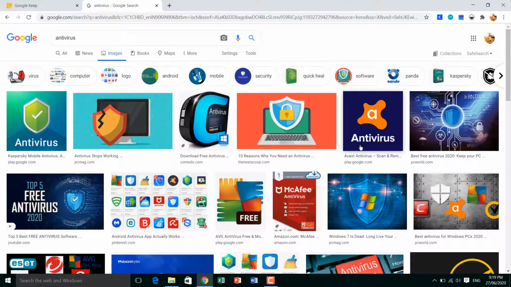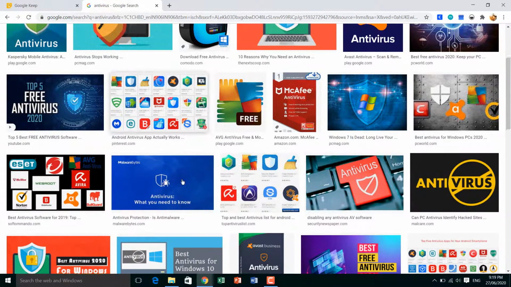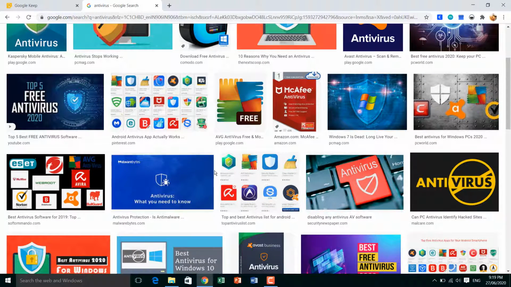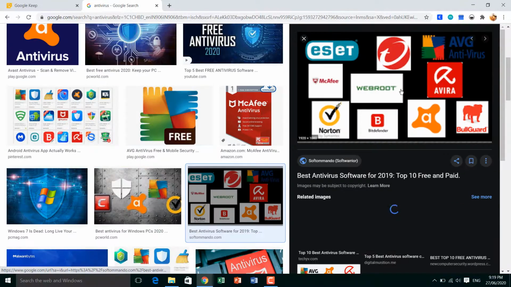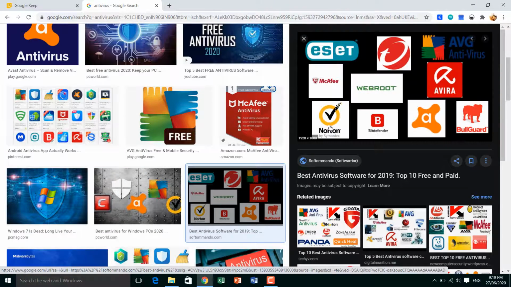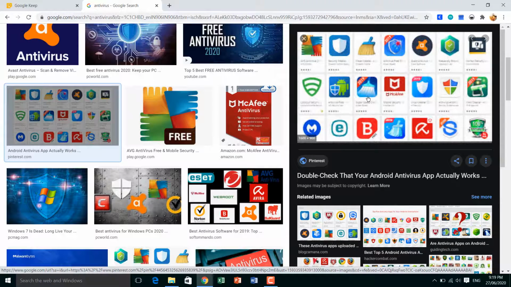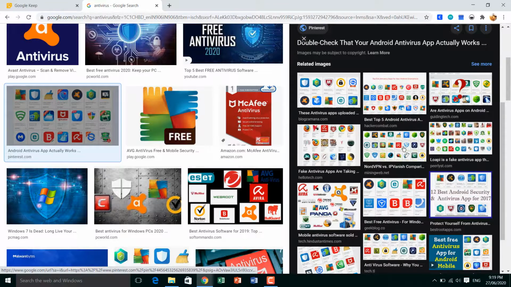You can see the different types of antivirus. There are many types of antivirus. See here the images of antivirus: Norton antivirus, Avira, Avast, Bullguard, Bitdefender, McAfee. So these are the names of different antivirus software, like Quick Heal and Total Security. Next one is backup software.